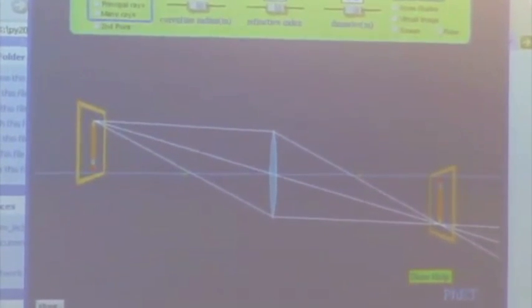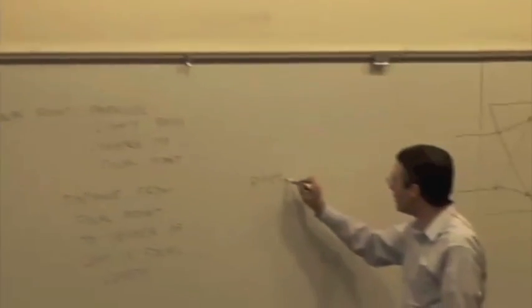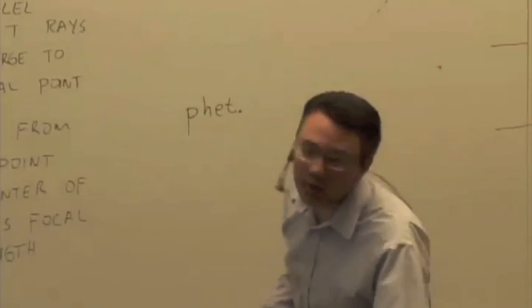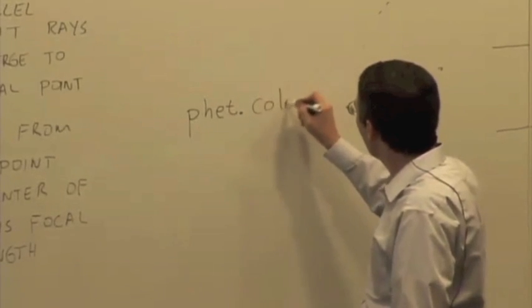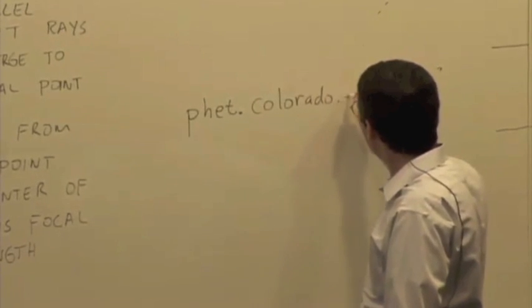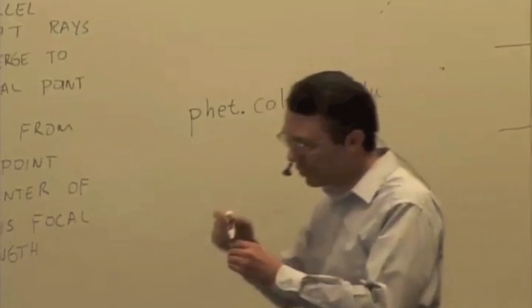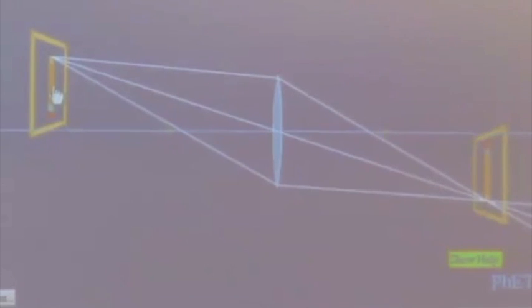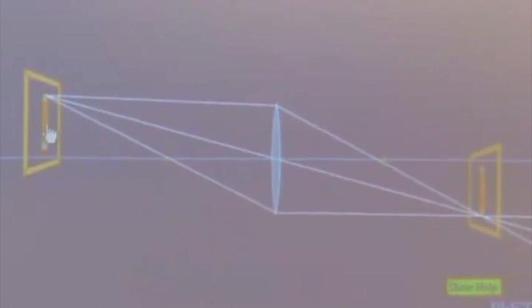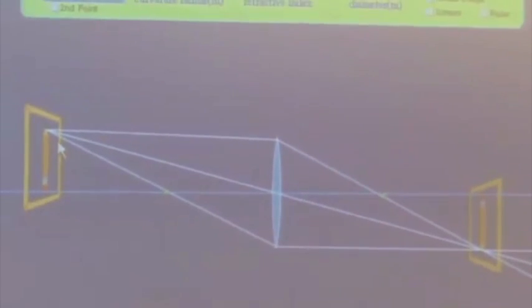It's free downloads. The URL is phet.colorado.edu. And they have demos in all sorts of subjects, but I kind of like this one on lenses. Here's an object, okay, and what we're drawing are light rays.